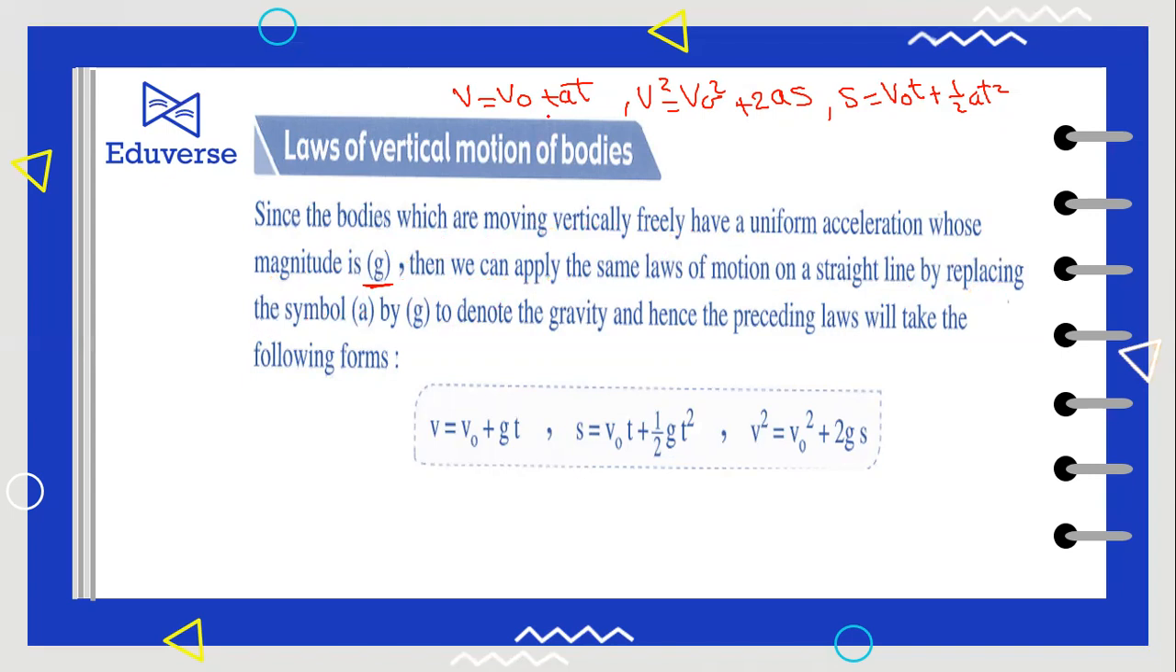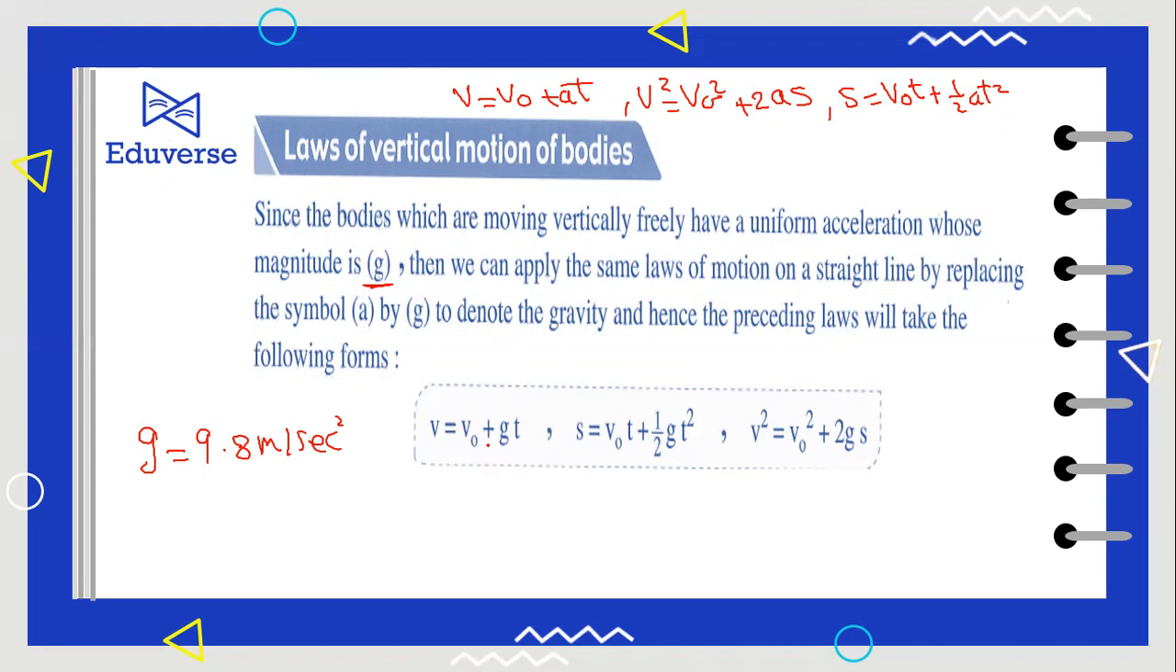No acceleration here, but I have gravity, okay? And gravity has a constant value, not variable like acceleration. It's constant: g equals 9.8 meters per second squared. Acceleration has variable values, but gravity is constant. I can replace the symbol A by g. No A here, it will equal g.